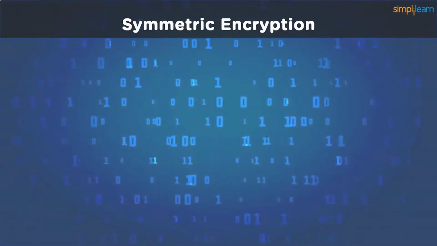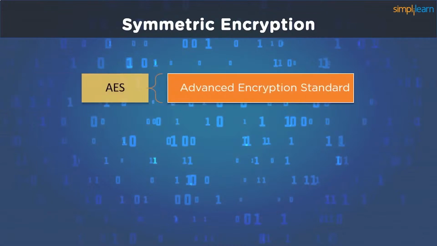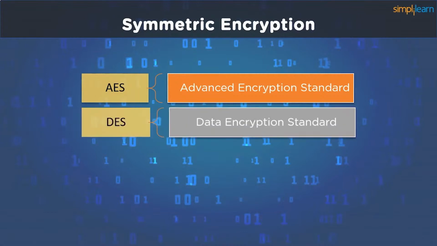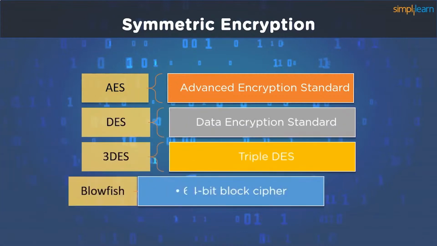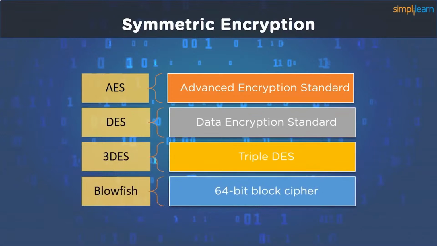In today's world, the most widely used symmetric encryption algorithm is AES-256, which stands for Advanced Encryption Standard, which has a key size of 256 bits, with 128-bit and 192-bit key sizes also being available. Other older algorithms like the Data Encryption Standard, that is DES, the Triple Data Encryption Standard, 3DES, and Blowfish have all fallen out of favor due to the rise of AES.